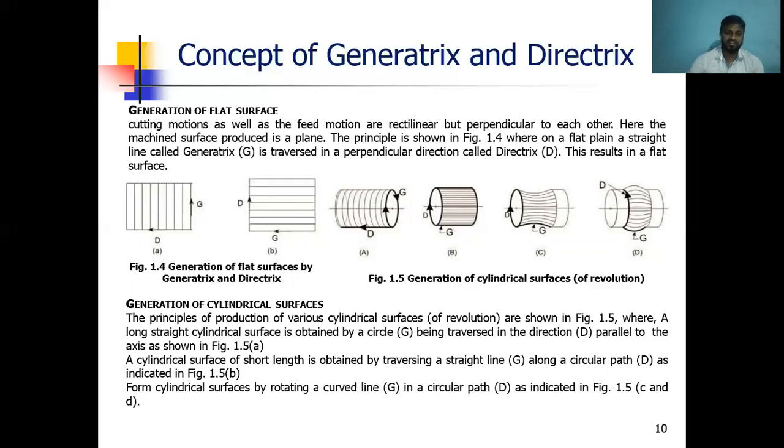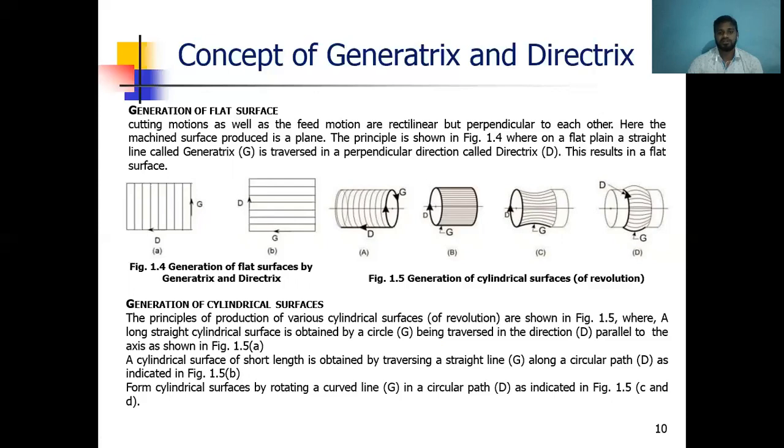Observe the diagrams in generation of flat surface by Generatrix and Directrix. Observe figures D and G. This is the Generatrix and this is the Directrix. These are rectilinear, that means straight lines, but they are perpendicular to each other. Here we have the 90 degrees perpendicular angle.